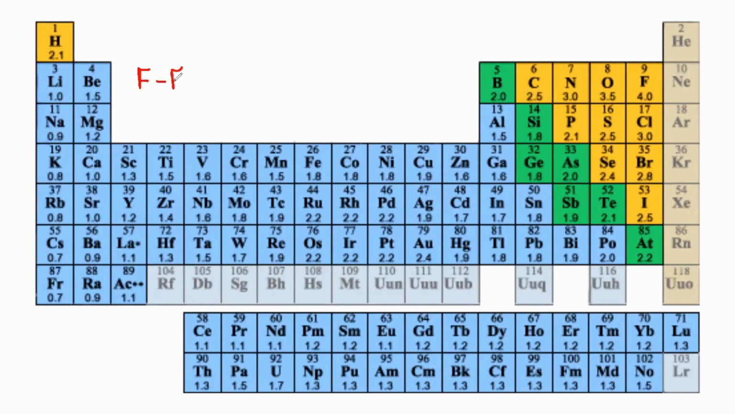Now let's look at a bond between fluorine and fluorine. First, let's go ahead and look at that in the periodic table. Fluorine is right here. Okay. And the value provided for the electronegativity is 4. And you might remember from before that fluorine is the most electronegative atom. So I'm going to write those values.